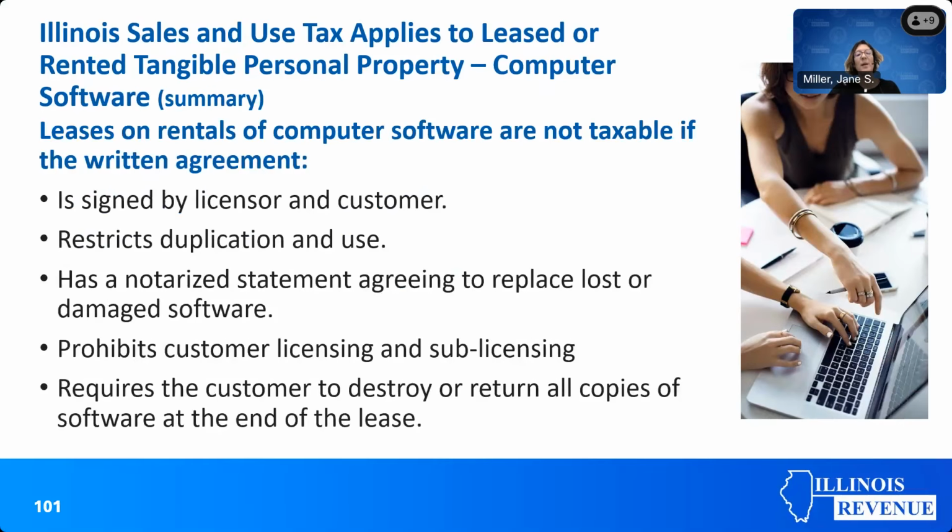And here's a summary of the computer software list that makes them not taxable. So if the written agreement does all of the following: it must be signed by the licensor and the customer, it must restrict duplication and use of the software, has a notarized statement agreeing to replace lost or damaged software, it prohibits customers from licensing and sublicensing the software, and it requires the customer to destroy or return all copies of the software at the end of the lease.